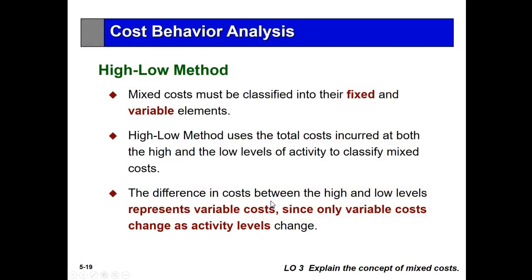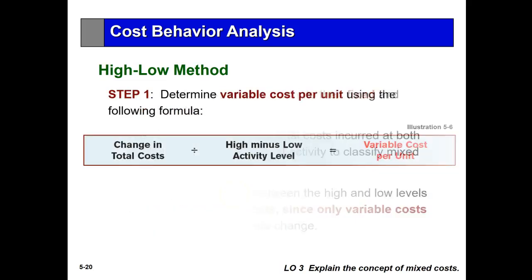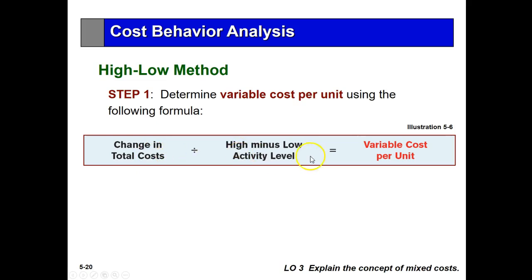So, we cannot deal with a mixed cost. We have to break it out into its variable portion and its fixed portion. And how we do that is the high-low method. That is, we take the activity at the high level minus the activity at the low level, and we look at the change in cost. Now, the change in total cost between the high level and the low level is because of the variable cost per unit. The more units I'm producing, the total costs go up.